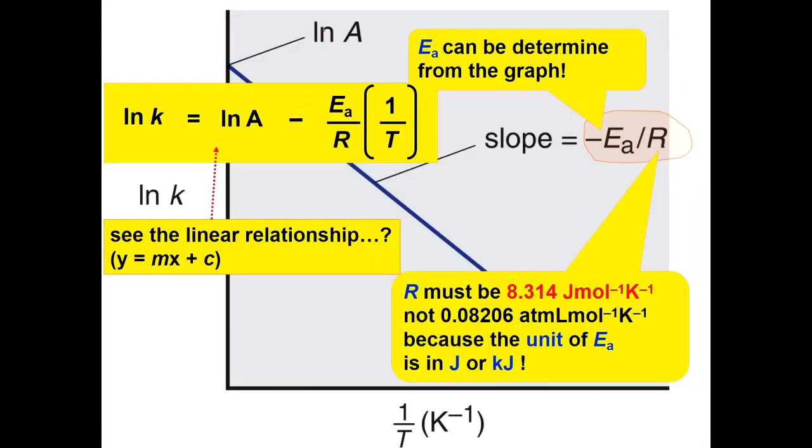So basically EA we can determine from the graph. After we get this value, we can find this one from the slope of the graph. From the slope here, we know the value. We also know the value of R. Then you can find out your EA.